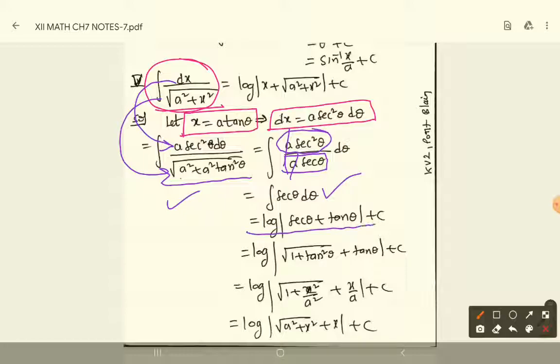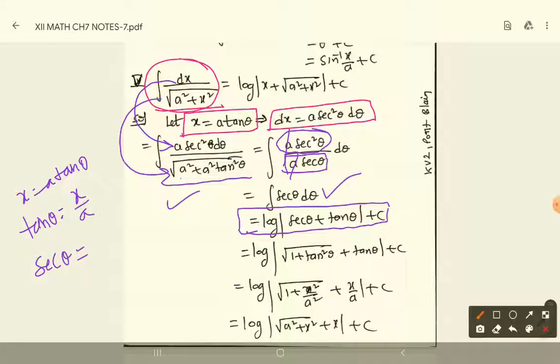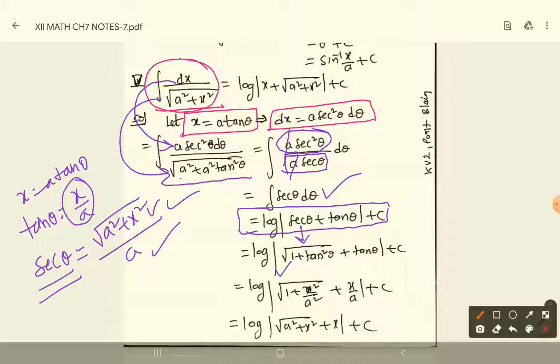As you know very well, secant theta integration is log modulus secant theta plus tan theta plus c, applied here. So I have taken x is equal to a tan theta. Then what is tan theta? X by a. Similar way, using this you can find out secant theta. Secant theta you will get as root over a square plus x square by a. Use the right angle triangle concept, you will get it, because tan theta is opposite by adjacent. This secant theta will be hypotenuse by adjacent, cos theta reciprocal. Otherwise you can write secant theta as root of 1 plus tan square theta, then tan theta can be substituted as x by a.